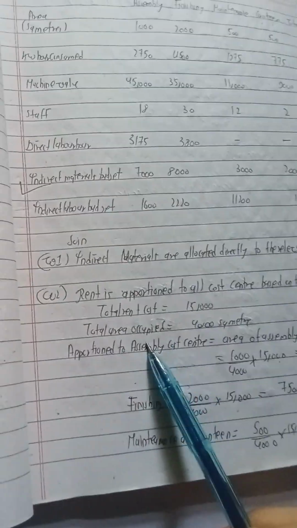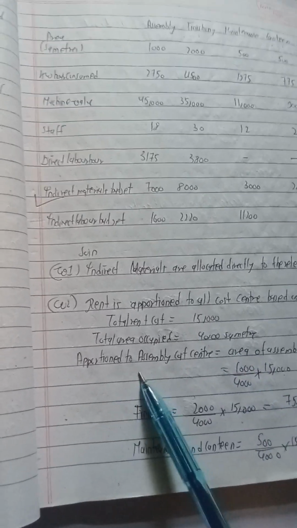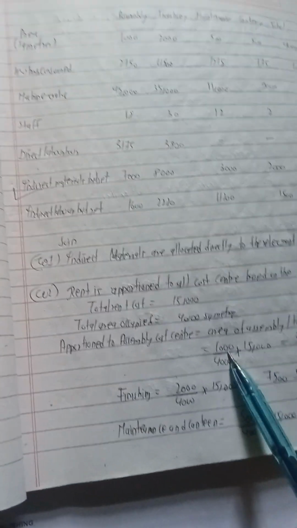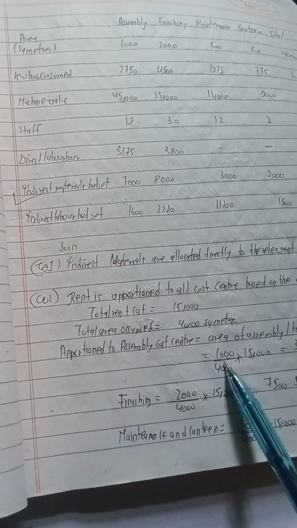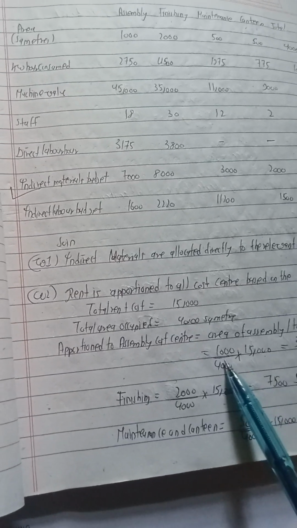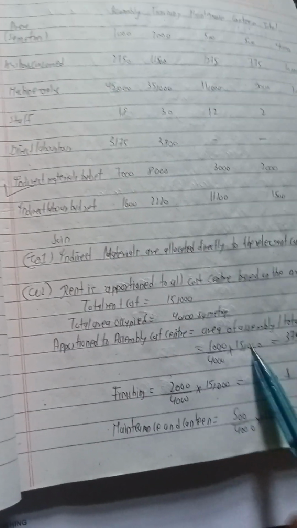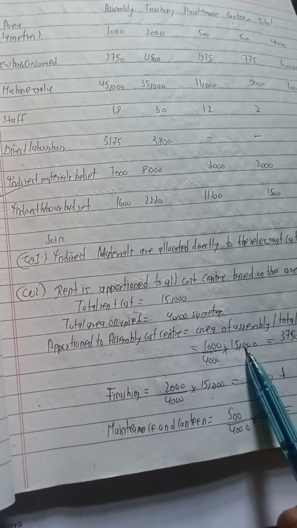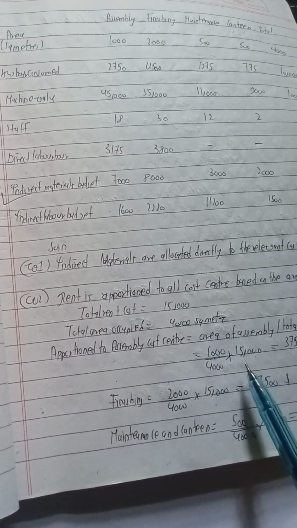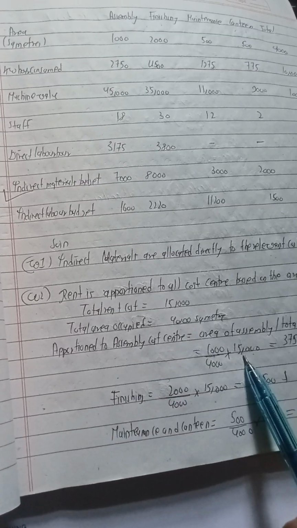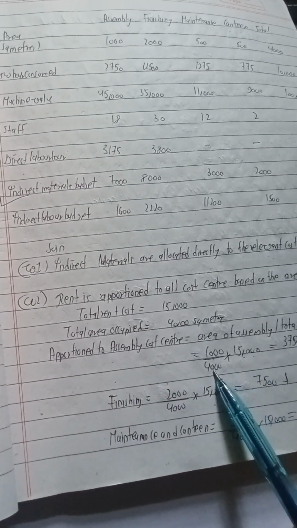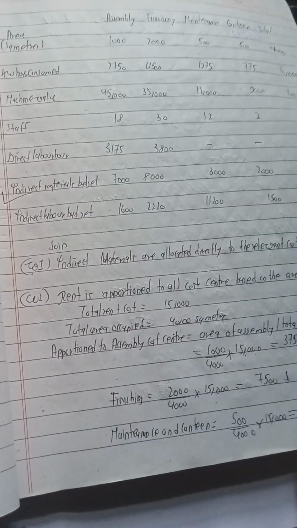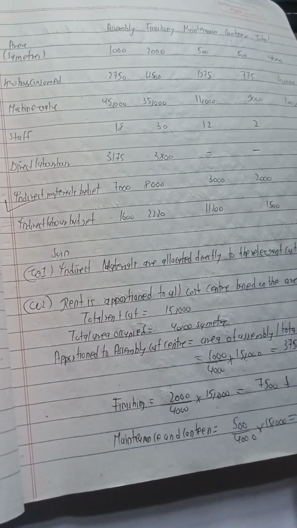So rent is apportioned to all cost centers on the basis of area. Total rent cost is 15,000. Total area occupied is 4000. So the amount apportioned to the assembly cost center is the area covered by assembly divided by total area, times total cost. So 1000 over 4000 times 15,000, so 3750 is apportioned to the assembly department.